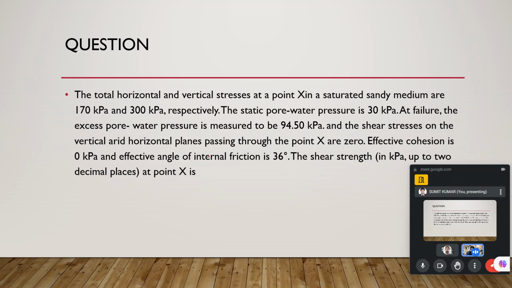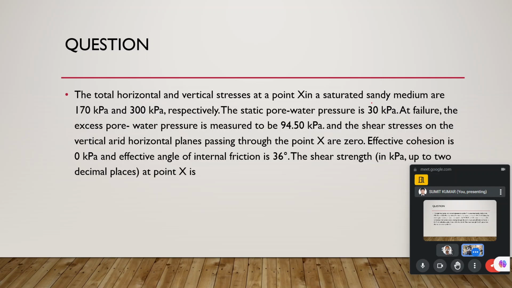So the total horizontal and vertical stress at point X in a saturated sandy medium is 170 kilopascal and 300 kilopascal respectively, and the static pore water pressure is 30 kilopascal. So the static pore water pressure is mentioned. This is the first time we are coming across these terms. Static pore water pressure means the pore water pressure that is present all across. Similarly, when the failure takes place, the excess pore water pressure measured is 94.5 kilopascal. First of all, we have the habit to underline the important things.